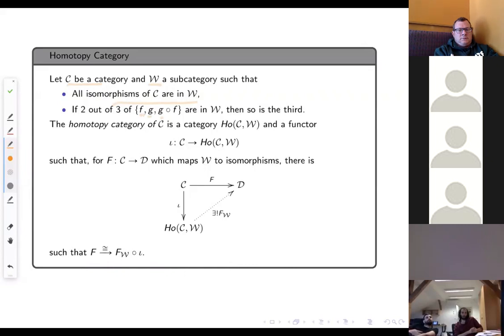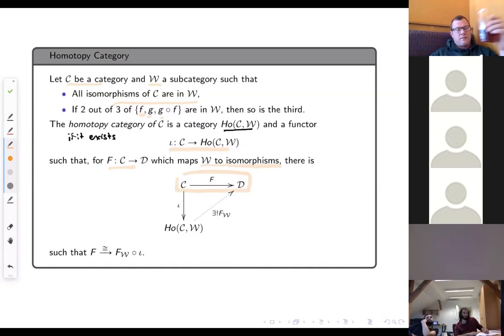Okay. So suppose you have a setup like this, then the homotopy category, and I'm going to say if it exists. I'm not saying that it always exists, but if it does, then it's going to be a category, which I'll denote by homotopy category of C comma W. It's a category with a functor iota from C to that category, the homotopy category, with the following universal property. Suppose I have another functor F, and it takes all of the elements of W to isomorphisms. Okay, so I've got my canonical functor here.